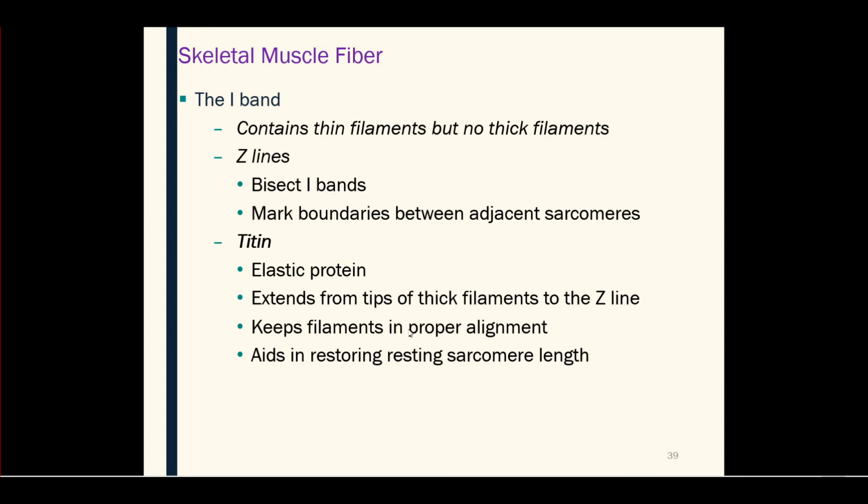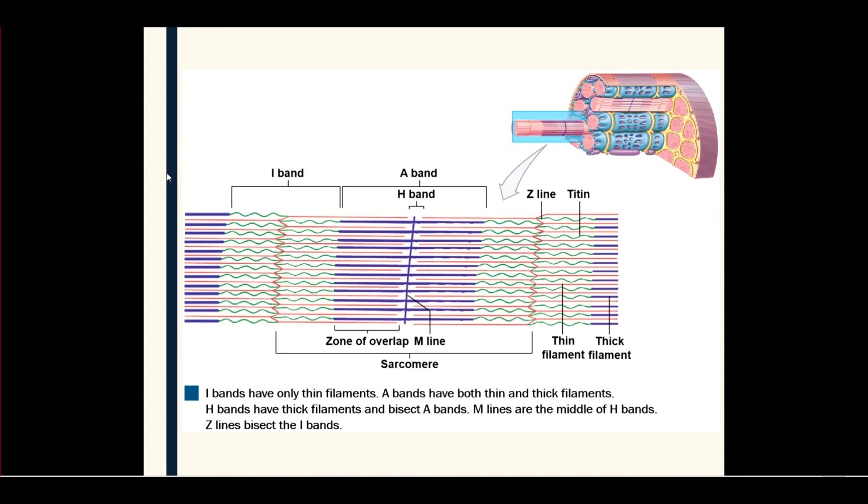So its function is very similar to the M line, but it also helps, since it's elastic, restoring the resting sarcomere length after the contraction is done. It actually helps to bring the sarcomere back to its original length. That's because it's an elastic protein, right? It provides a little bit of recoil. Okay, so all of this is the I band.